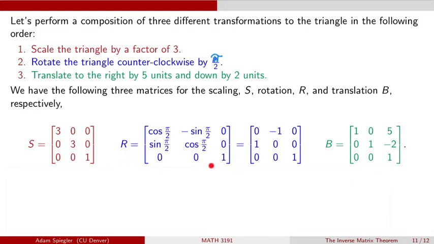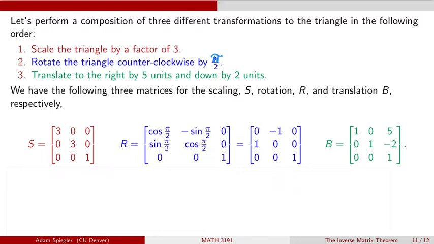So this rotation matrix, if we evaluate the sines and the cosines at pi over 2, the rotation matrix is a 3 by 3 matrix. The first column is 0, 1, 0. The second column, minus 1, 0, 0. And the third column is 0, 0, 1.